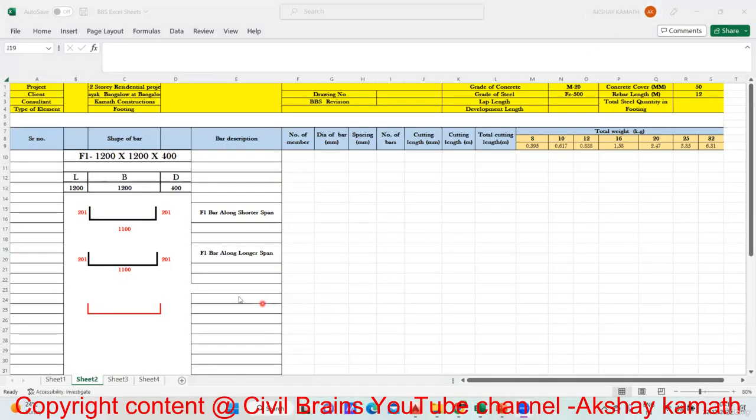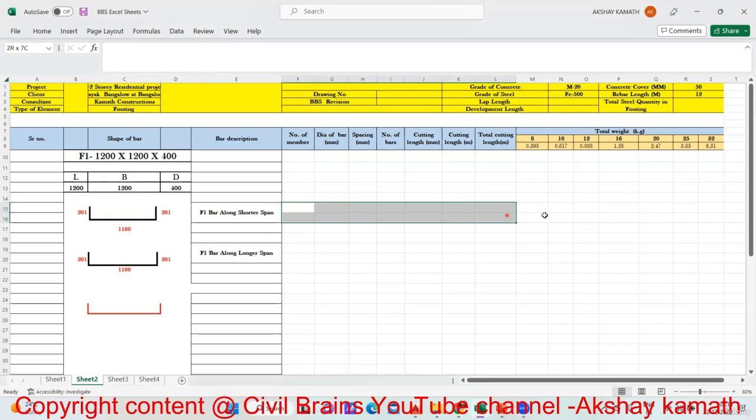So, in the previous lecture, we had done up to here, right? Now we'll try to fill all this: the number of bars, the dia of bar, and so on. For that, you need to make a little bit of adjustment in the Excel. Now you see, because I have written F1 here and F1 bar along longer span here, that means whatever value I'm going to fill, it should come in between these two, right? So, this is that one.